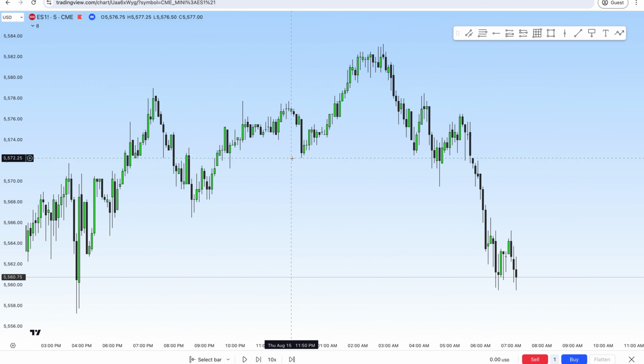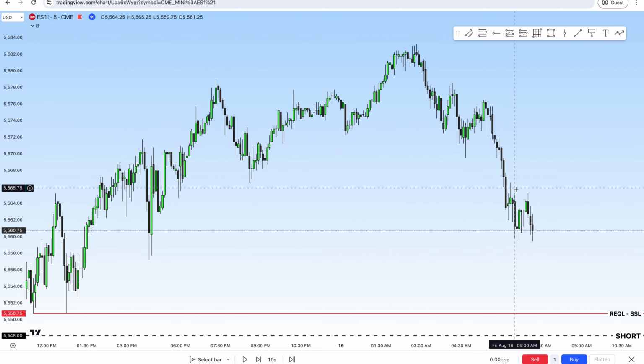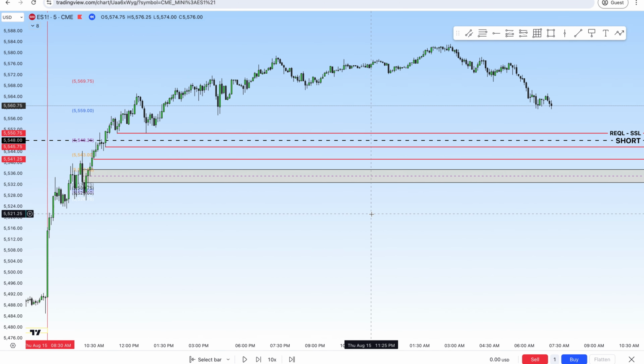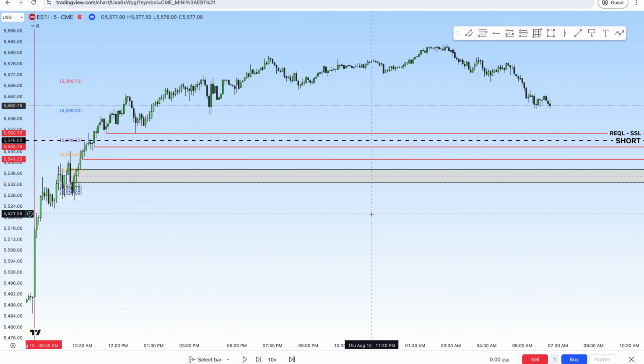This is the AM session on Friday, August 16th, 2024. We have the same annotations on the chart. Nothing changed. What is my bias? I'm bearish. I want to short all the way, preferably to here. But this is our sell side liquidity. I have that marked out already. Everything's marked out. This is exactly what I had on my chart.